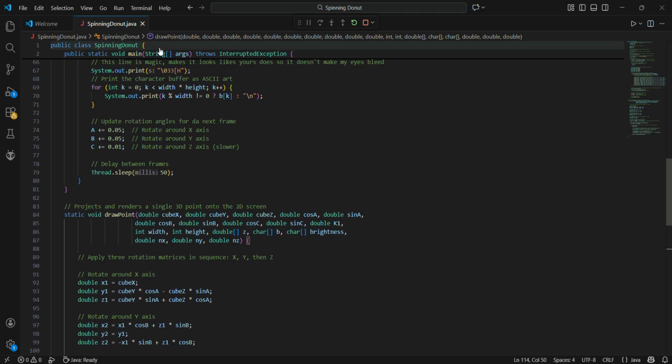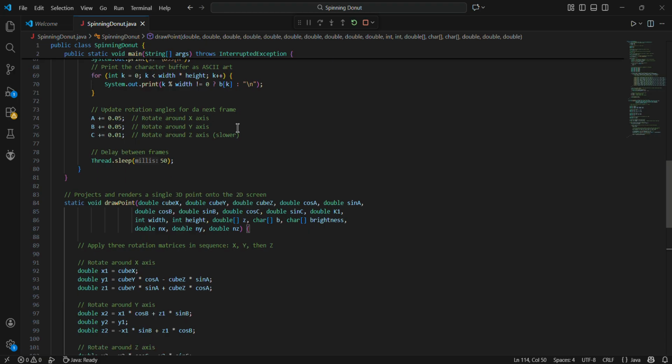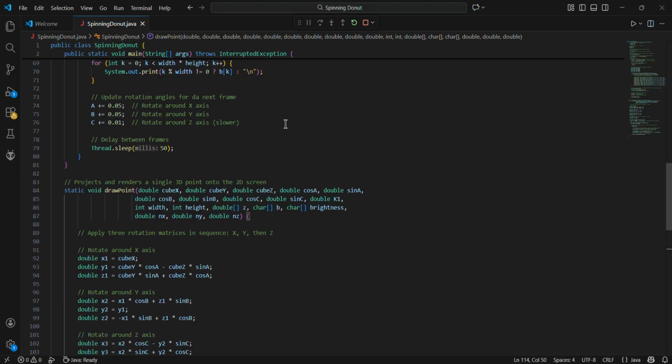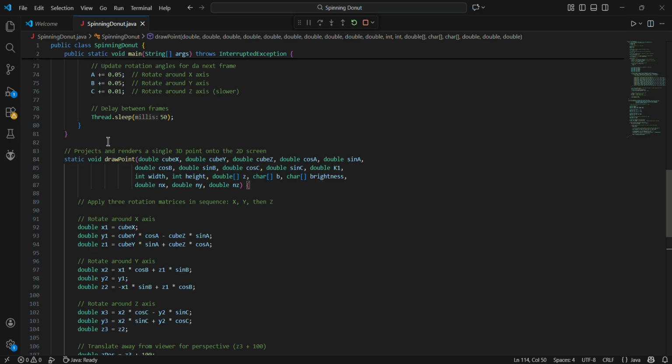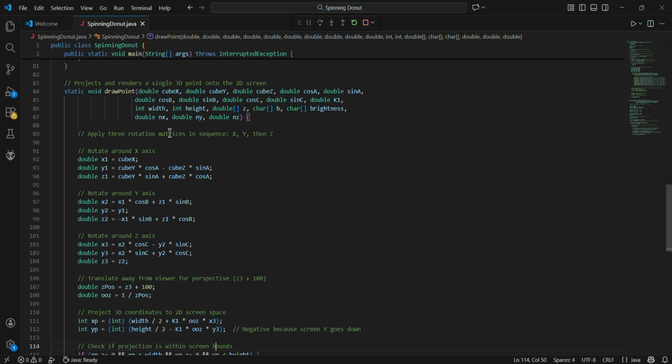We are going to print out our buffer as ASCII art here. This is also just given by our donut code though. So thank you, Dr. Sanders, for that. We're going to update our rotation angles constantly. So we rotate around the X and the Y axis at the same speed. We rotate around the Z axis a bit slower though, because it makes the spin look nicer, so it doesn't look like it's in free fall or anything. It looks like it's slowly moving through and rotating for us. And then I kept the delay the same because it didn't really matter too much.